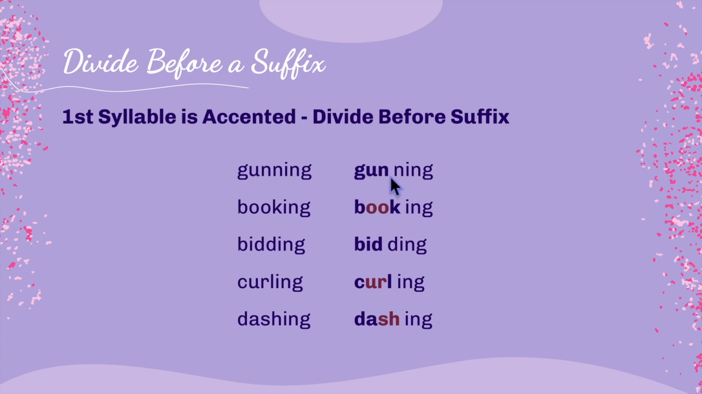We remember our closed syllables have their short vowel sound, unless there's some other rule, such as the vowel with an R. Here, this is going to use the second sound of O-O, and SH says sh. So we have gunning, booking, bidding, curling, and dashing.